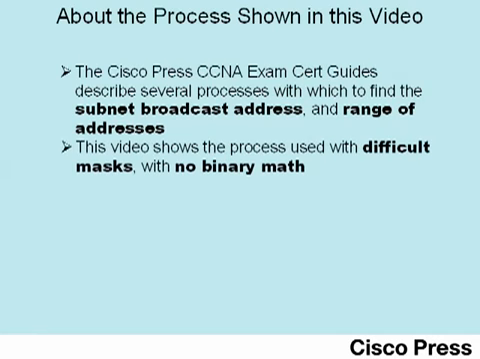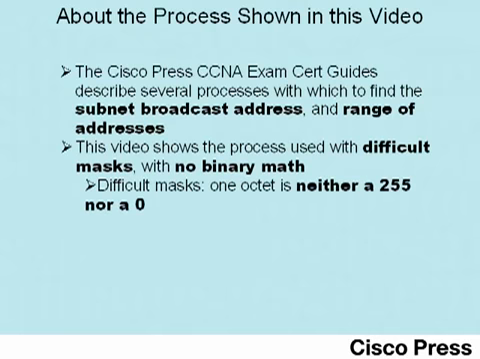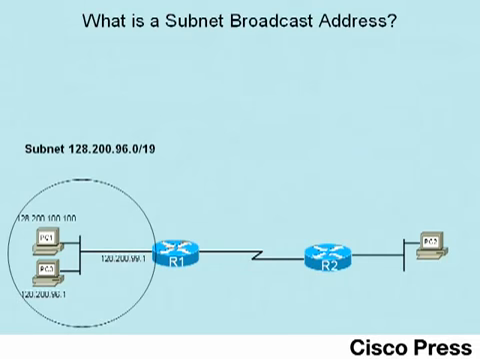Now this video focuses on a single one of those processes, namely the process that's used when the subnet mask is a difficult mask and you don't want to use any binary math. A difficult mask simply means that the mask has one octet that's neither a 255 nor a 0, which makes the answers a little bit less intuitive. For those of you using the Cisco Press exam certification guides, note that the books oftentimes refer to this particular process as process RP-6C.